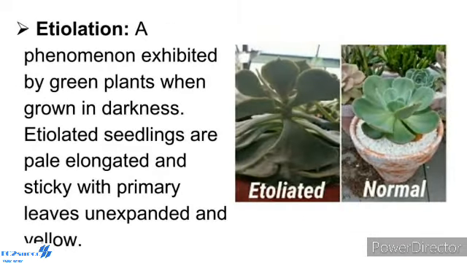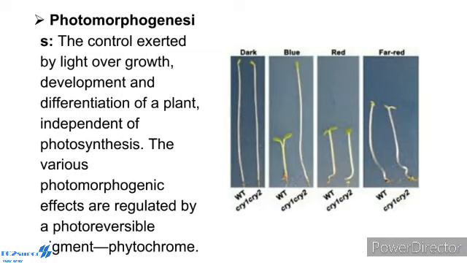Next one, etiolation, a phenomenon exhibited by green plants when grown in darkness. Etiolated seedlings are pale, elongated, and spindly, with primary leaves unexpanded and yellow. Another one, photomorphogenesis, the control exerted by light over growth, development and differentiation of a plant, independent of photosynthesis. The various photomorphogenic effects are regulated by a photoreversible pigment, phytochrome.